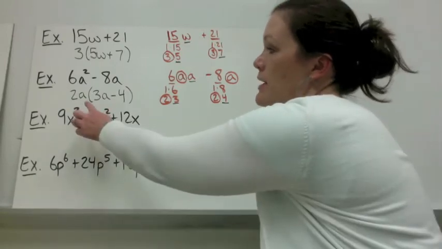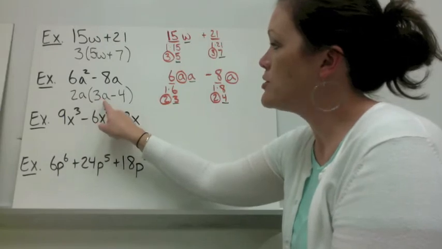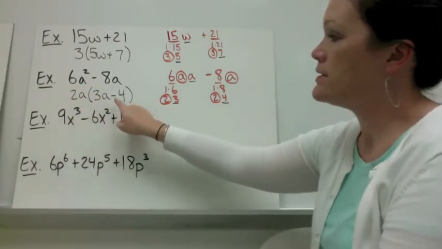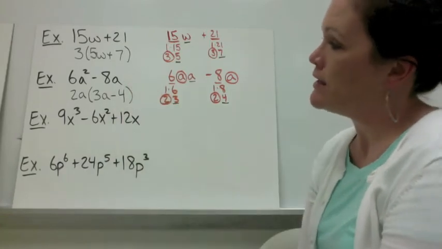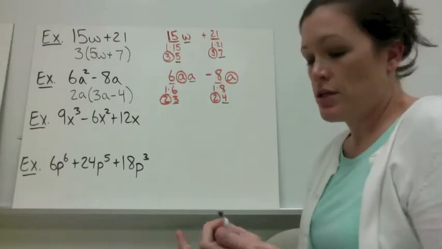And then I need to check my answer using the distributive property. 2a times 3a would give me back 6a squared, and 2a times negative 4 would give me back negative 8a. So now I have factored that binomial. Let's look at the next example.